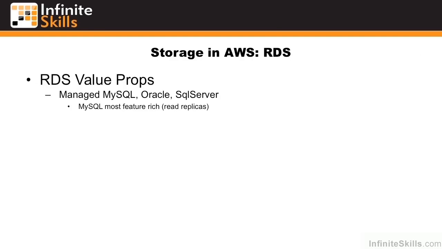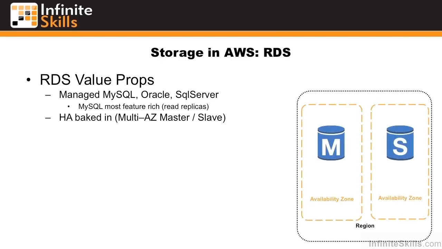If we look at the value props of RDS, it's essentially a managed MySQL, Oracle, or SQL Server. MySQL is the most feature-rich, including the support for read replicas. High availability is baked in. It has multi-AZ master and slaves. If we look at how it's deployed inside of a region, we have a master on the left availability zone with a hot standby slave in another availability zone.